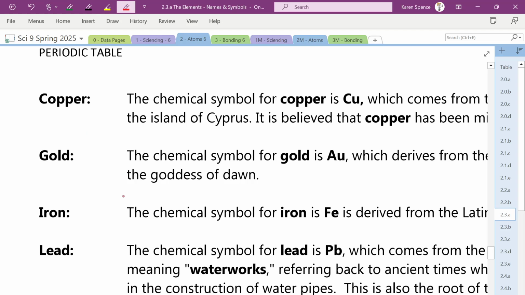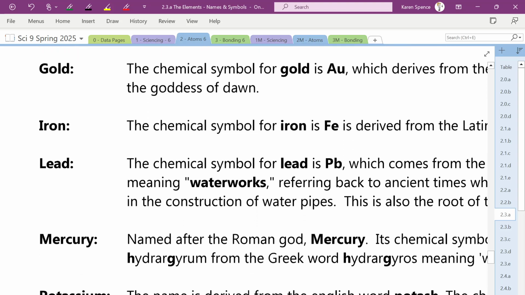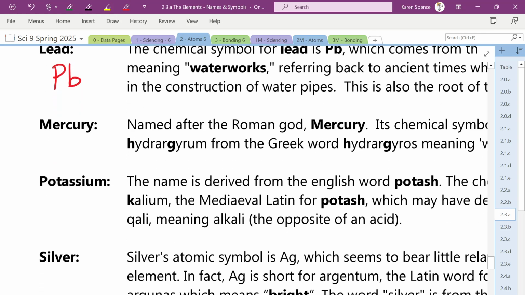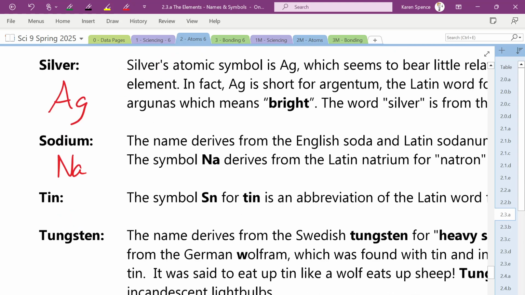Copper is from the Latin cuprum. Gold, we already talked about, aurum. Iron, ferrum. My favorite, lead, plumbum. That's always fun. Mercury, hydrargyrum. Ooh, kalium. That's what potassium is from. Silver is Ag. Sodium is Na. Natrium. Tin is Sn. And if you ever want to remember that one, because tin does come up quite frequently.